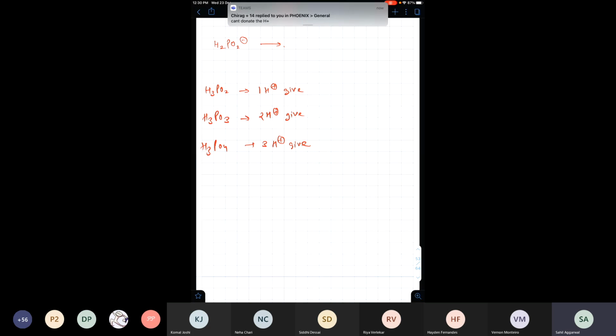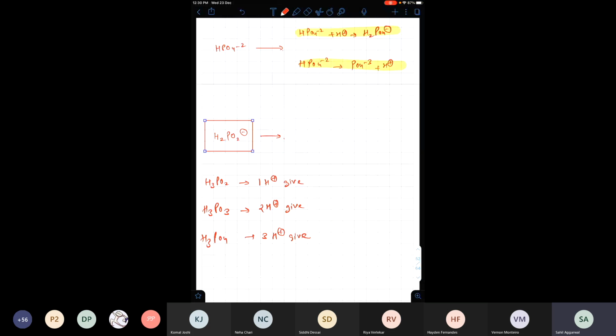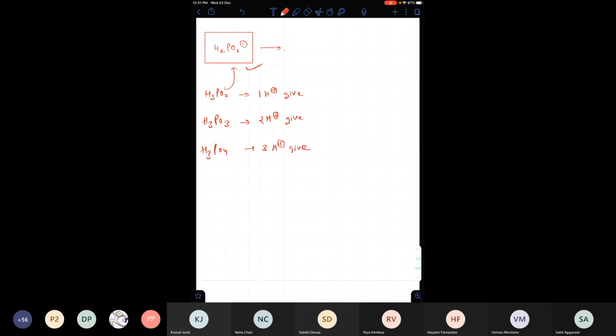So in this, I can say H3PO2 has already donated its H plus. Can we think like this? H3PO2 has already donated its H plus, and then it becomes this. H3PO2 has already donated its H plus, and hence it becomes this. That means now it won't donate H plus because it does not have H plus. So this will be a Bronsted base. Deepika. Very good, Sandesh.